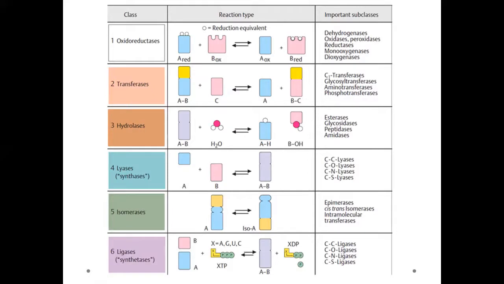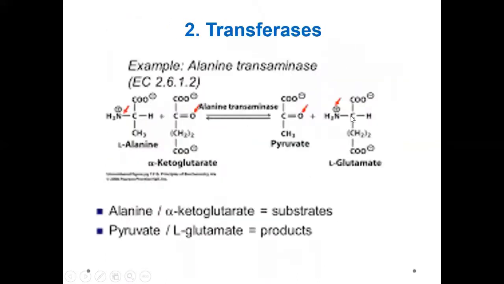Second class will be transferases. Transferases help in the transportation of a functional group between acceptor and donor molecules. They transfer some groups from one compound to another. The names of these enzymes depend on which group the enzyme transfers. For example, aminotransferase, glycosyltransferase, or phosphotransferases. It is the next class, transferases, and an example reaction, alanine transaminase.